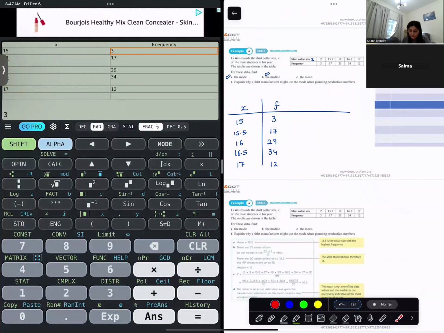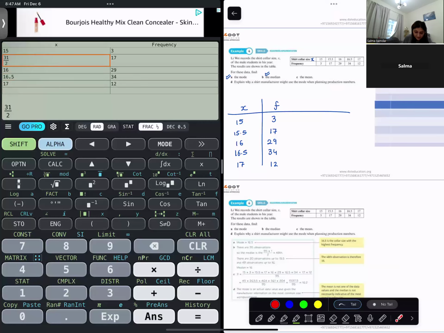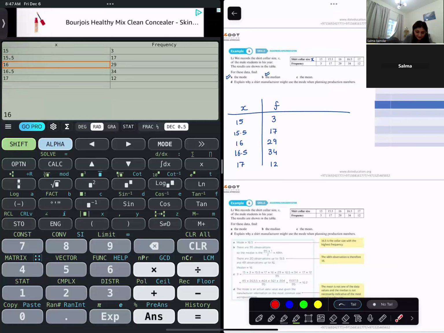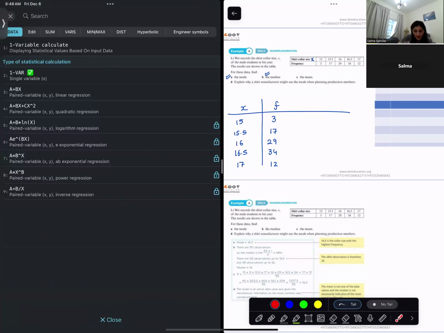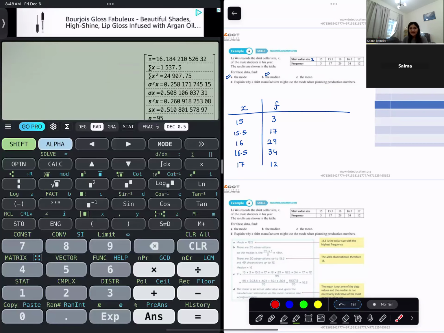I'm going to input my f. What is my f? I need this in decimal form, so I'll place this in decimal form. Now input my f, that is 3, 17, 29, 34, and 12. Once I input this, I will go to option 1 variable calculation, and I get this calculation over here.